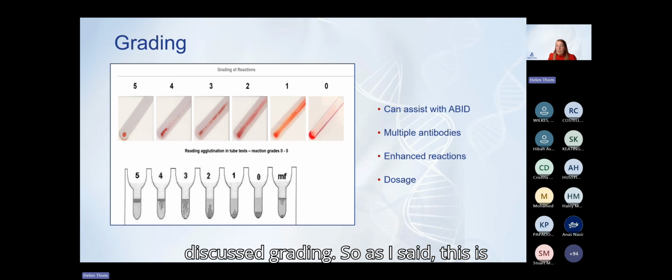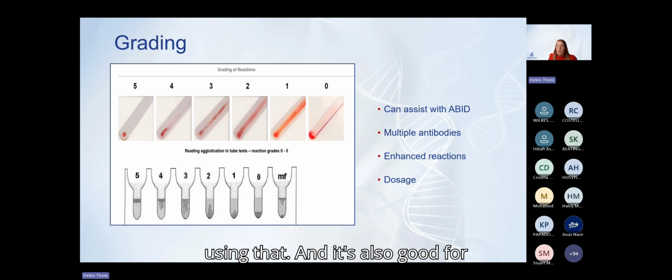We also discussed grading. This is really helpful with your antibody ID because it can allow you to see if you've got a mixture of antibodies. If there are multiple things going on, you might have different strengths of reactions, so it's a really useful tool. It's also really useful for demonstrating dosage. When you've got antibodies, say an anti-M, for example, and you've missed a heterozygous line and it's only hitting the homozygous lines, grading is a really good way of picking that up.